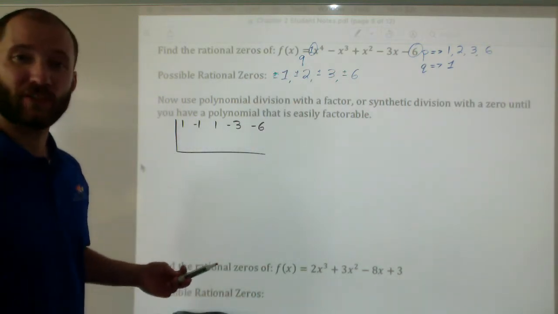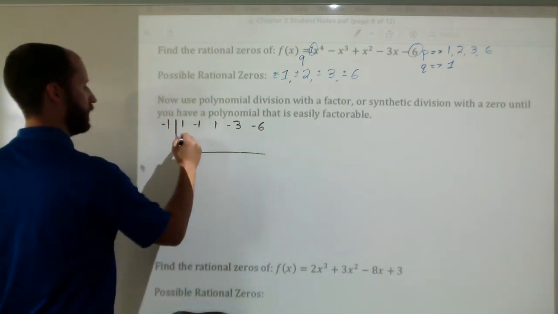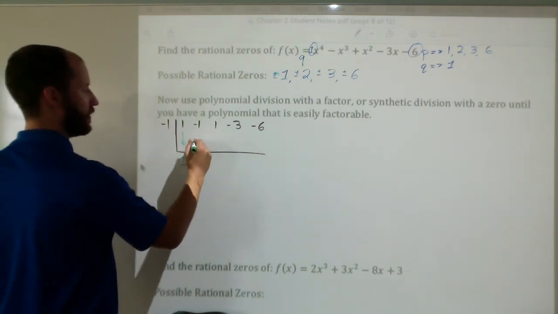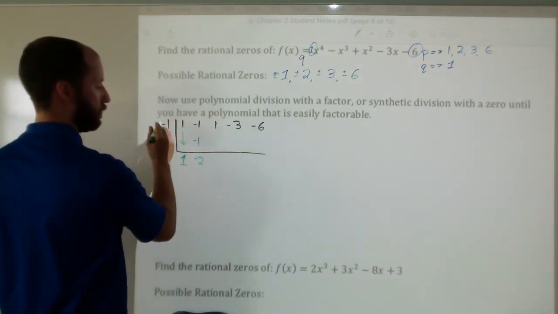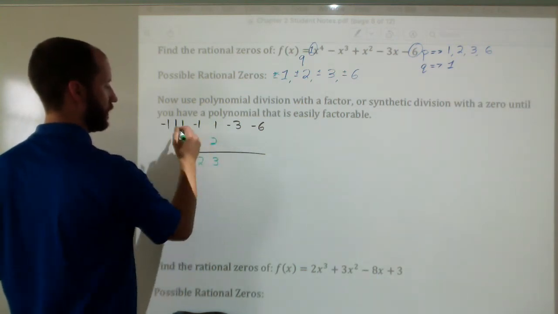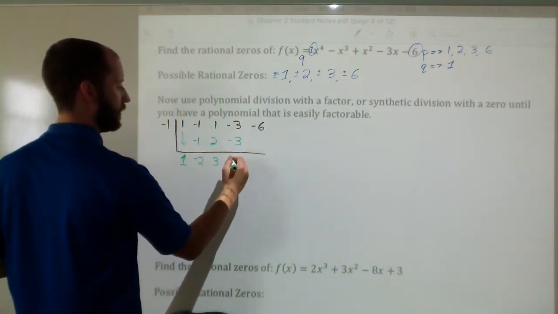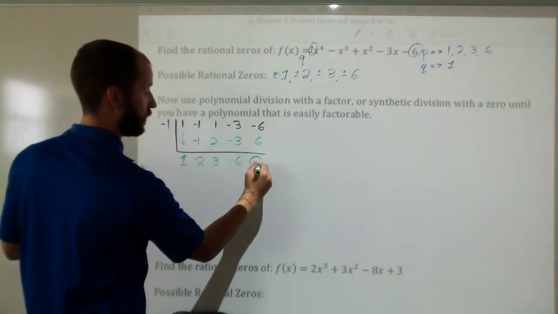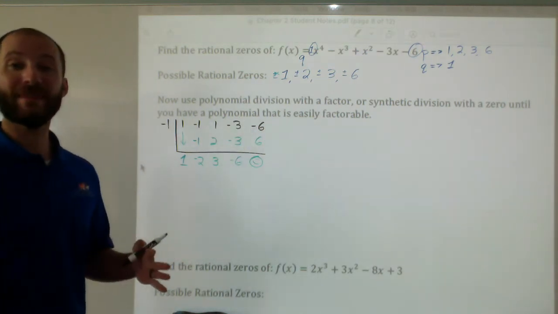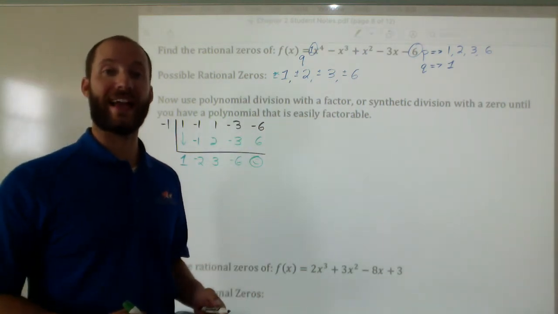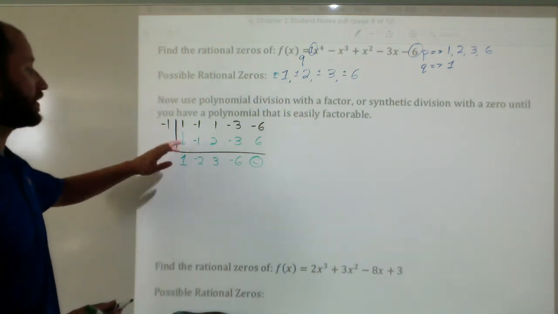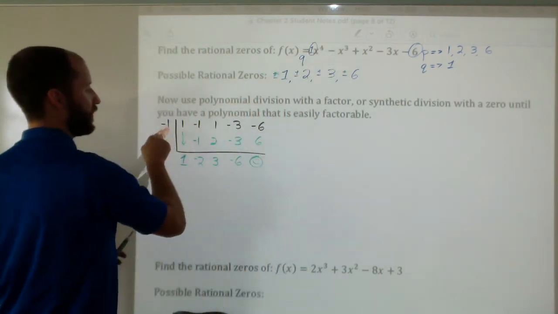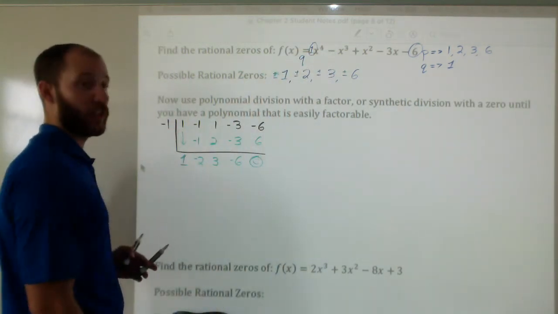I'm going to stick close to home, though. I'm going to try negative 1. So drop that first number down, bounce it down, add together, bounce it down, add together, bounce it down, add together, bounce it down. Ooh! Worked. So that means that this graph crosses the x-axis at -1 because that 0 divided it evenly. So I had a quartic, I divided out, now I have a cubic.